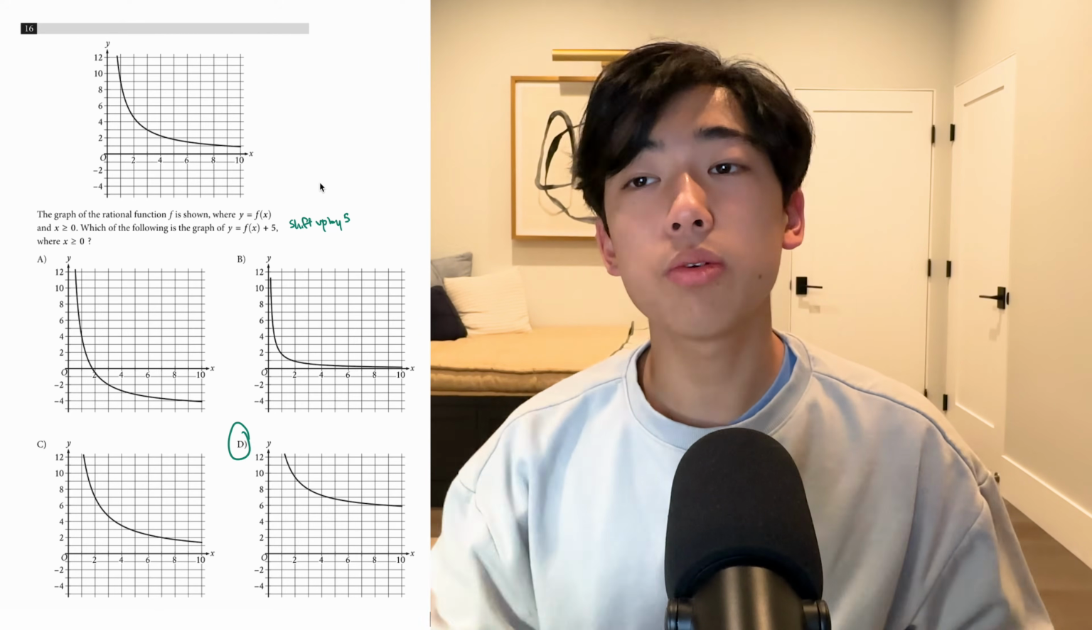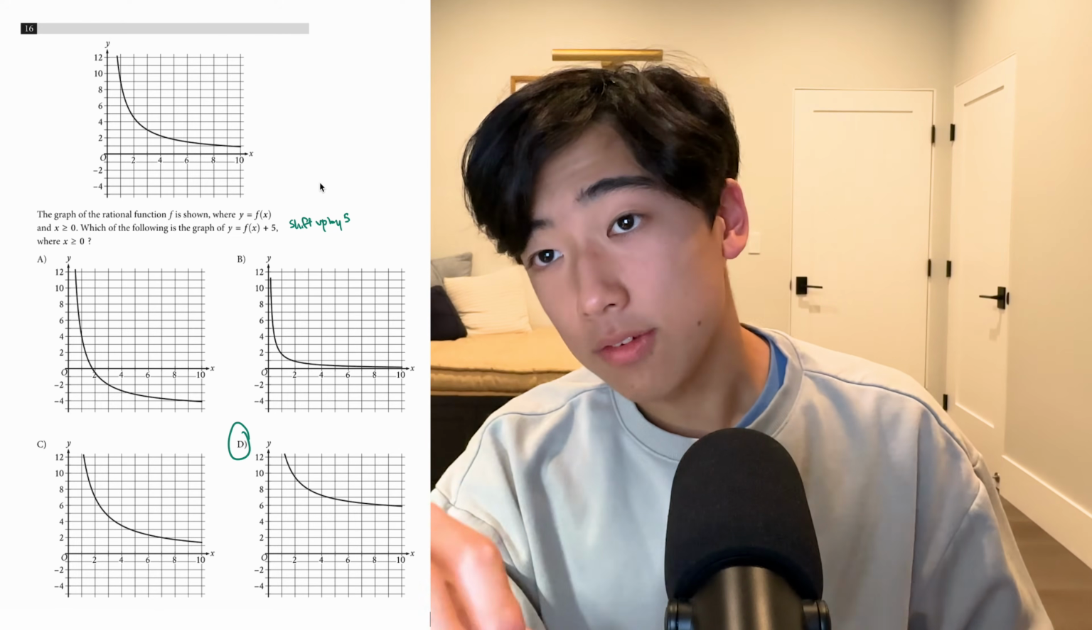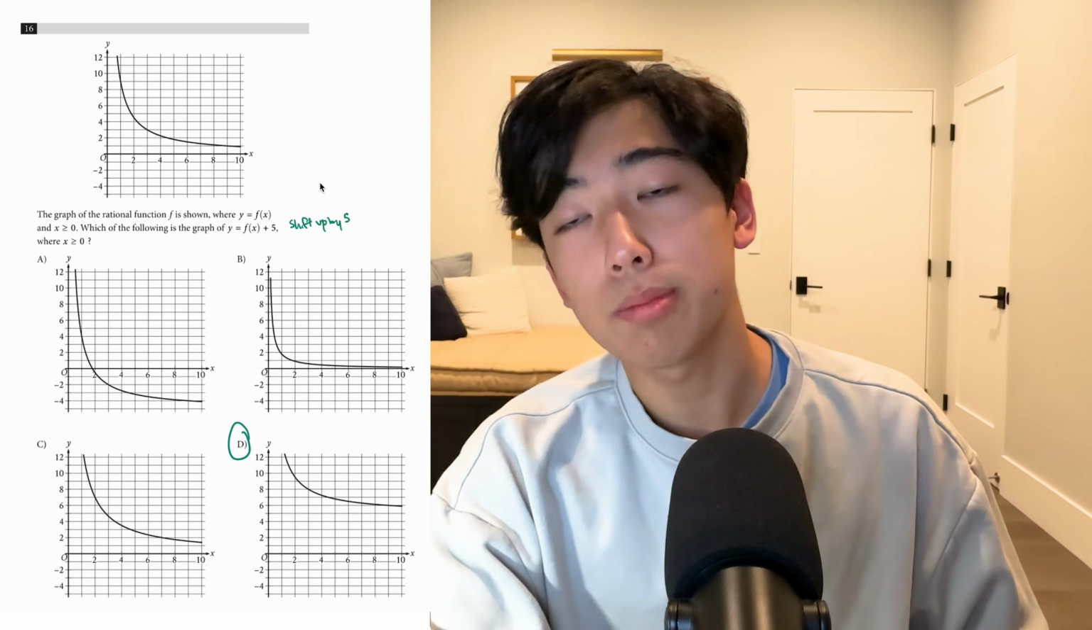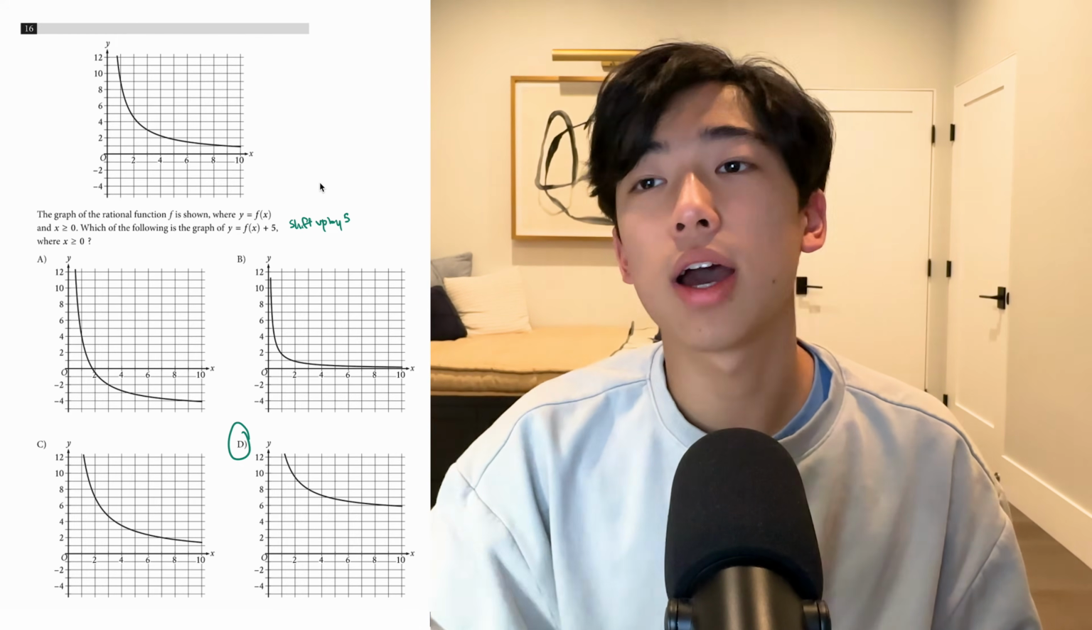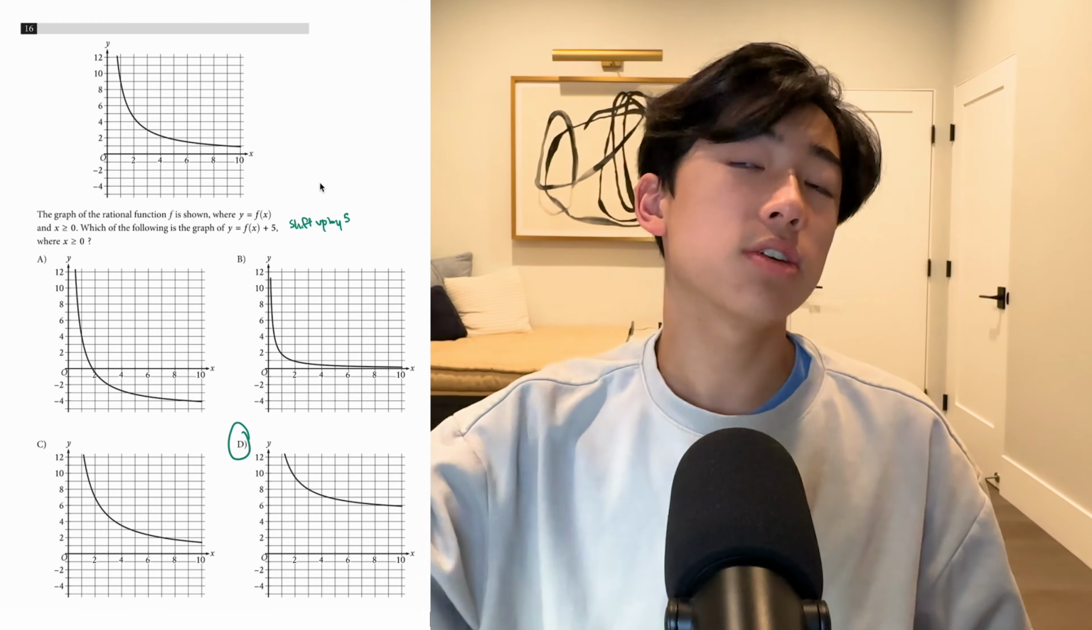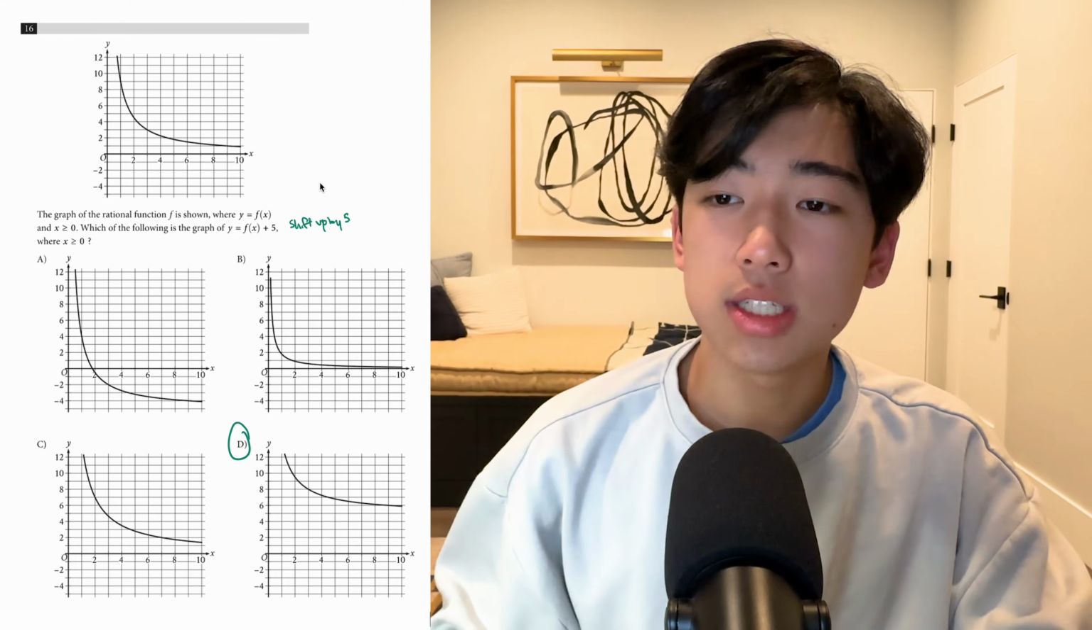So right away, you can see that if you add plus 5 to f of x, that means that every single value of f of x will be increased by 5, or the y value will be shifted up by 5. So you can see it's D.